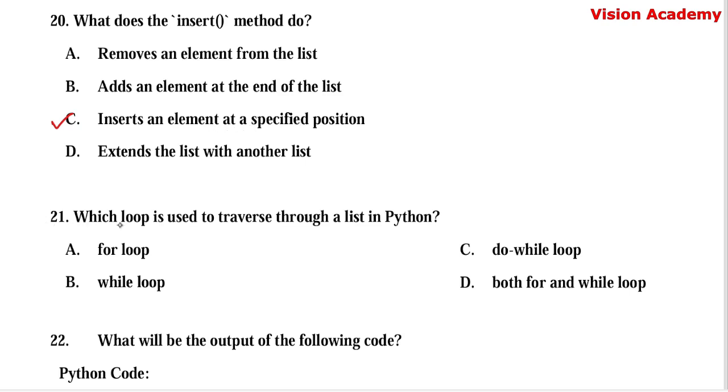Question number 21. Which loop is used to traverse through a list in Python? Option A, for loop. B, while loop. C, do while loop. D, both for and while loop. Here option D, both for and while loop, are used to traverse through a list in Python.